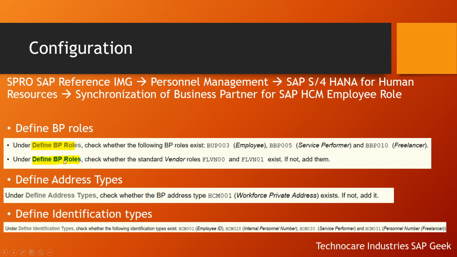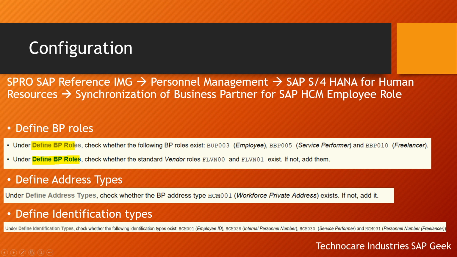Then we need to make sure that under define address types, we have HCM001 present. This will be used for synchronization of infotype 6 address, the permanent address, to your business partner. Similarly to the BP roles, if this entry does not exist, we need to add it. If it exists, we need to leave it as it is and move on.